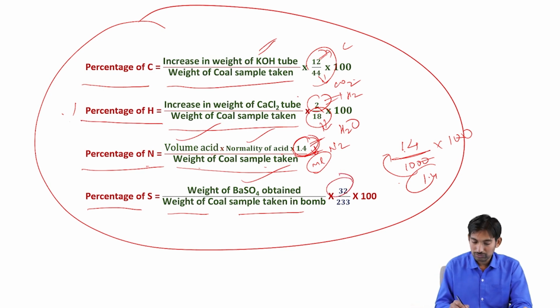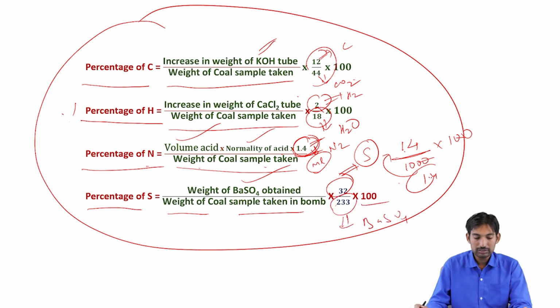Into 32, where 32 is nothing but the weight of the sulfur, and 233 is nothing but the weight of the barium sulfate, into 100. These are the formulas obtained from the ultimate analysis.